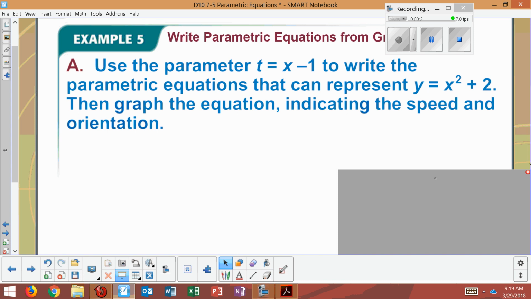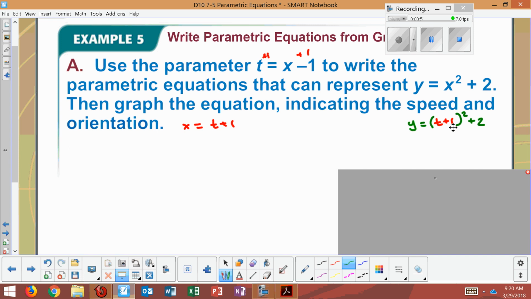The first thing is we can get our x equation real easy. If I add 1 to both sides, I've already gotten that equation for what x would equal. X would equal t plus 1. Now all I have to get is my y equation. The way to do that is we're going to take what x equals here and substitute it in this equation. So I'm going to take my y equals, but instead of x, I'm going to replace it with t plus 1, and we're going to square that and add 2.